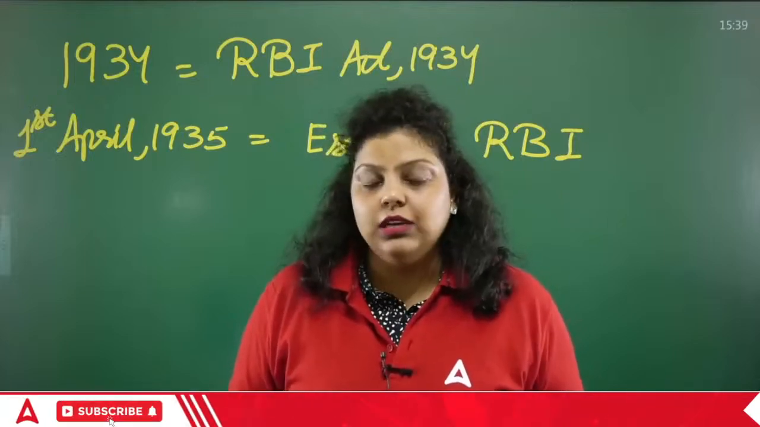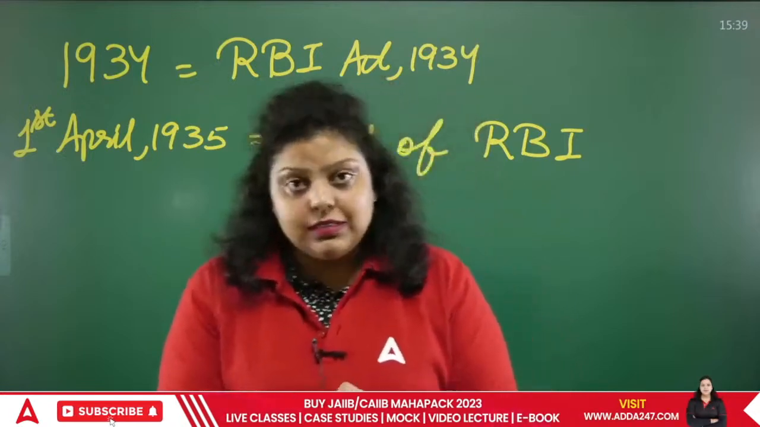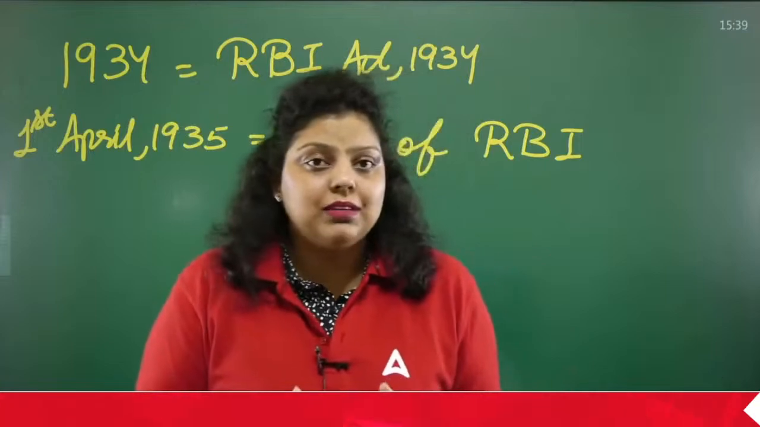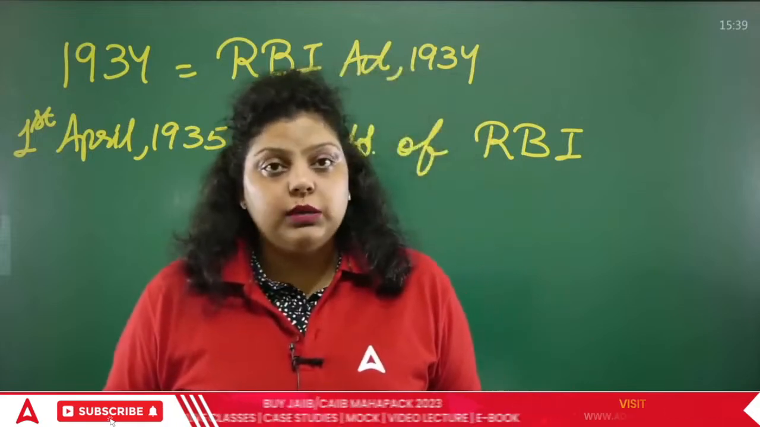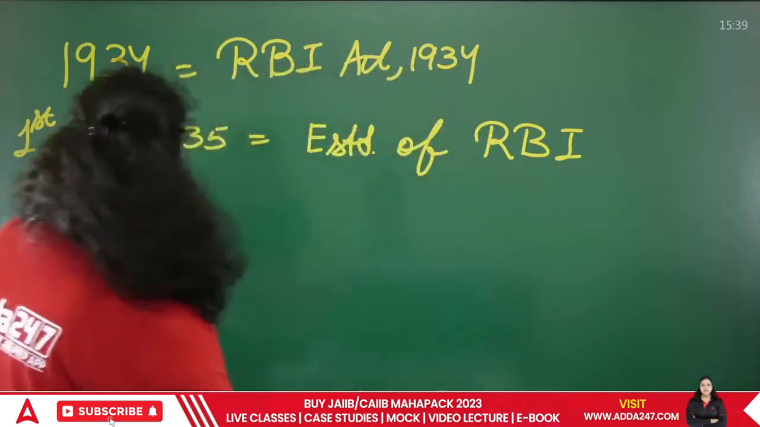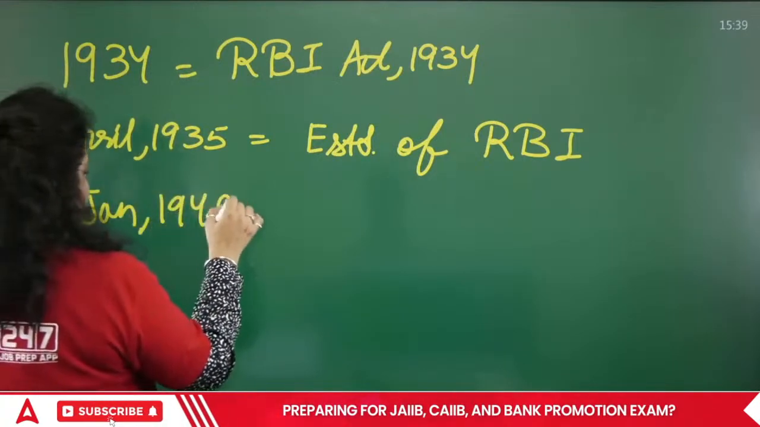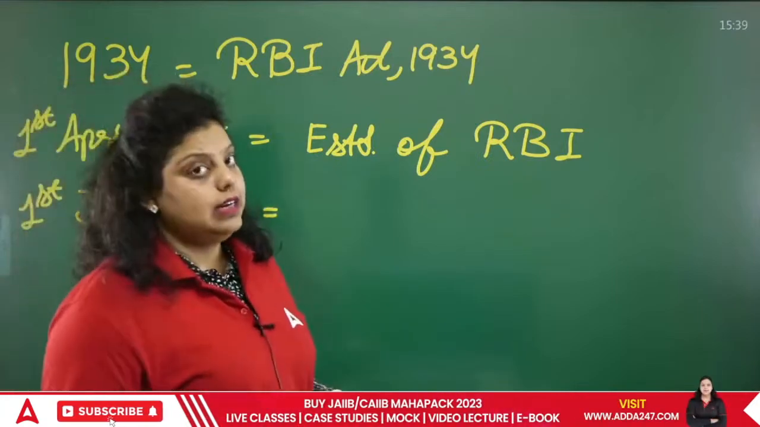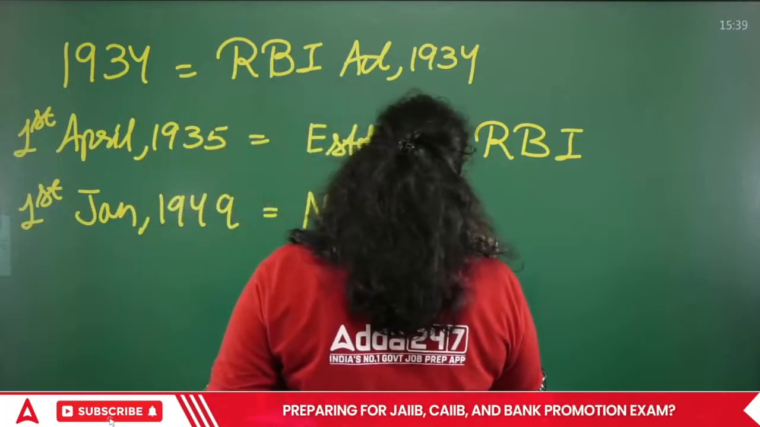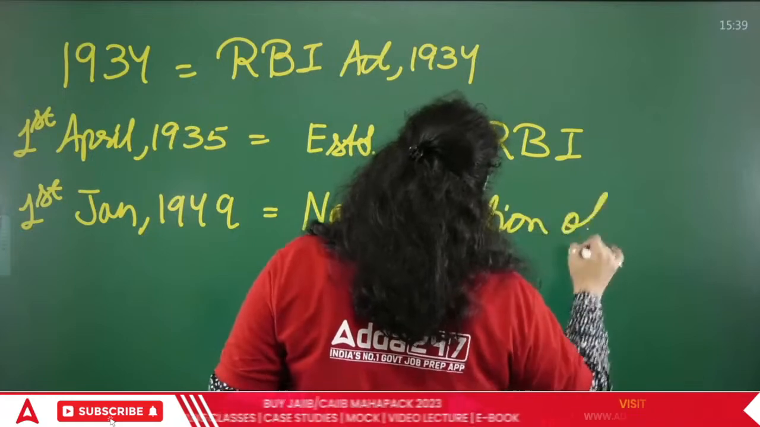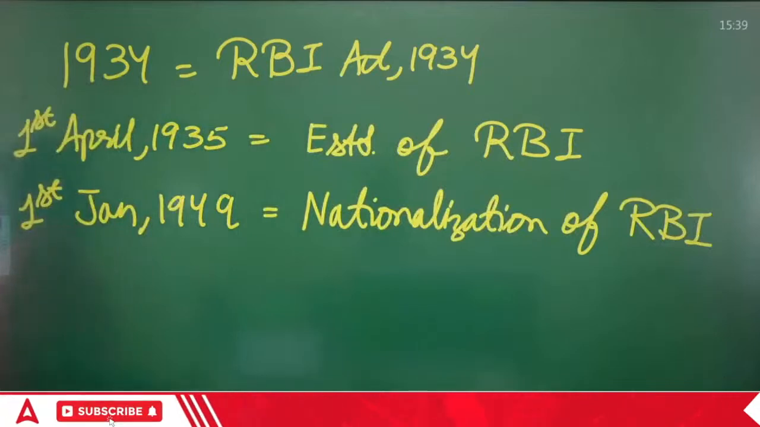Now what is nationalization? Nationalization means simply when the government purchases 51% or more than 51% shares of a private entity and gives its own ownership to the bank. That is known as nationalization. So RBI was nationalized on 1st of January 1949, and since then RBI is the Government of India's bank. Nationalization of RBI was done in the year 1949. Clear? I hope it is clear.